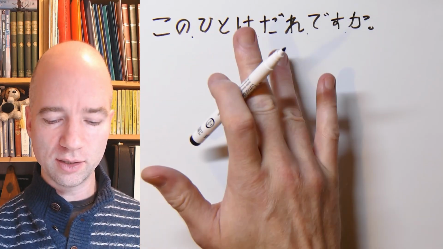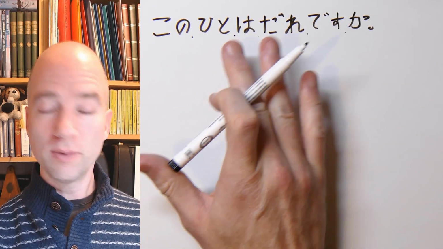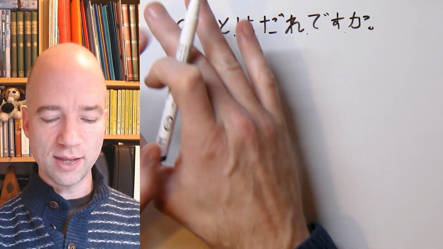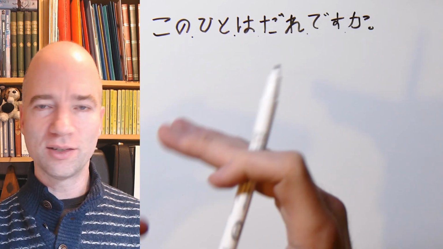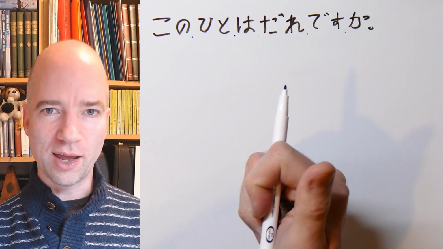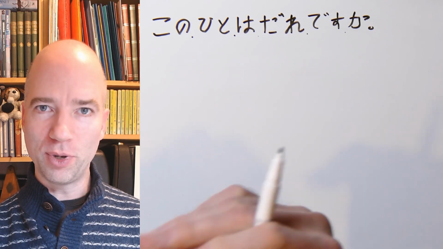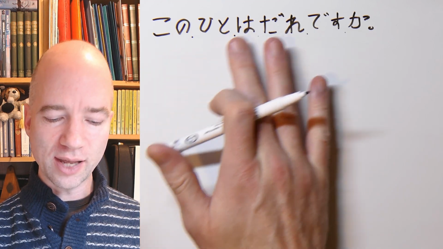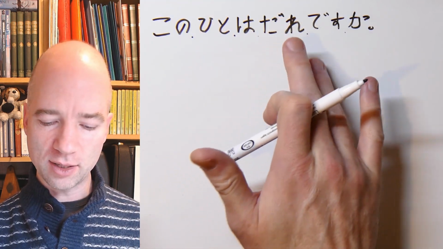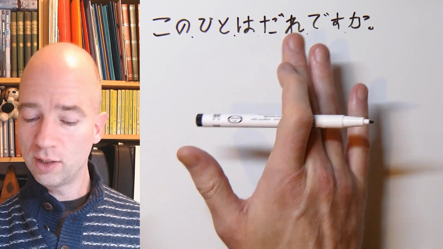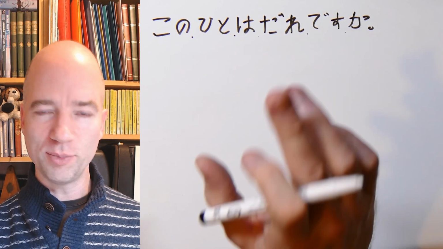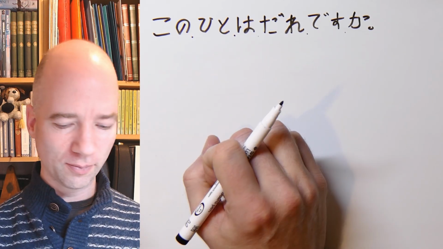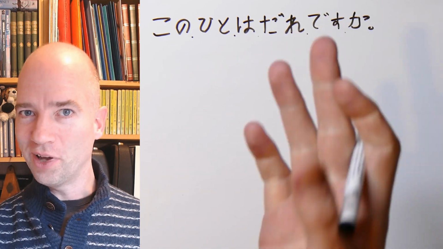So, この人は誰ですか? This person, theme. And because it's a theme and not a subject, it means that that is information that is obvious, understood, already implied by what's gone before. So that's not the important part of the sentence, but dare desu ka, who is. So dare means who, desu means to be, so who is this person?